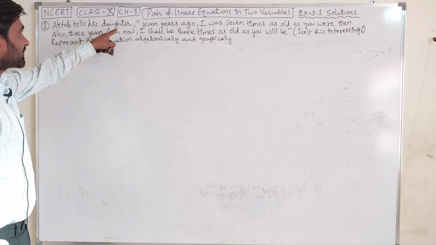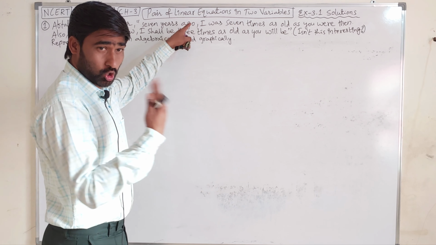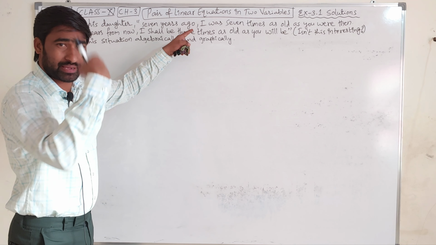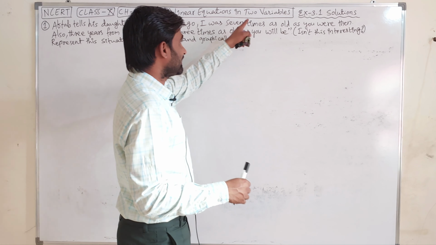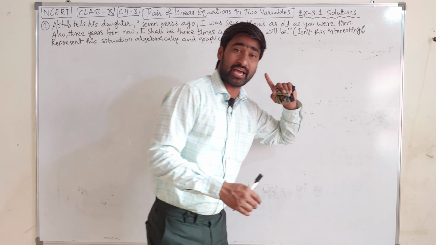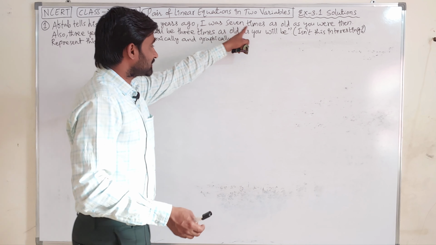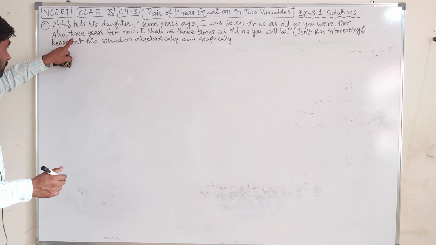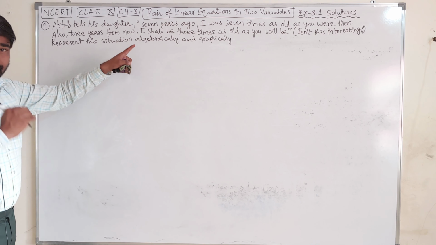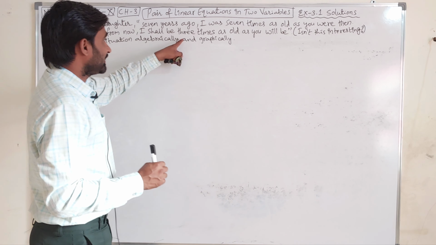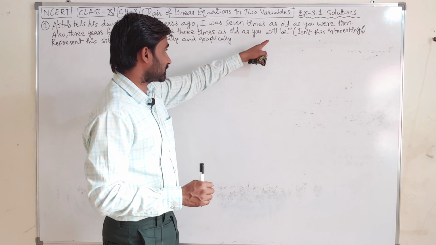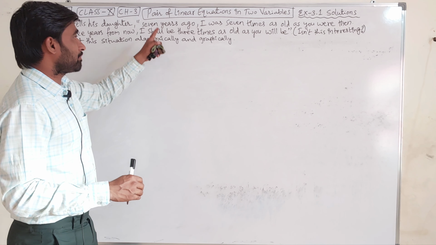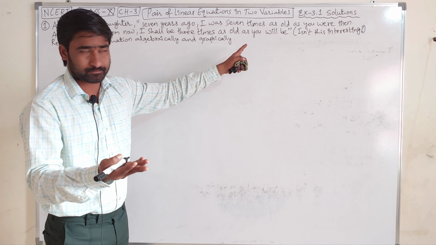Aftab tells his daughter, 7 years ago, 7 साल पहले, I was 7 times as old as you were then. मैं आपसे 7 times बड़ा हूं यानी old. Also, 3 years from now, 3 साल बाद, I shall be 3 times as old as you.